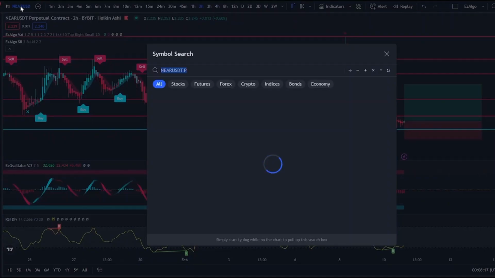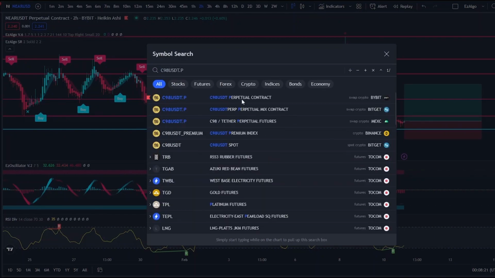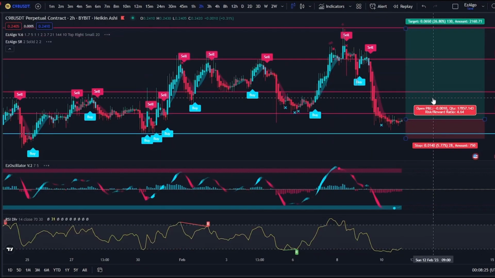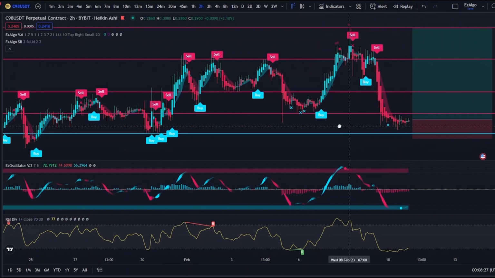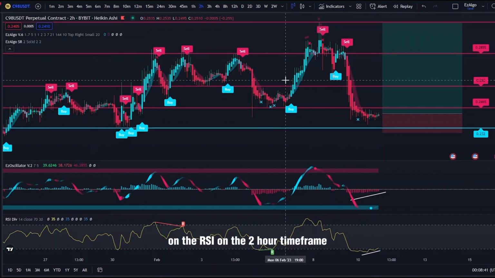So I also took a trade on C98 USDT. Again, this was a signal posted in the crypto VIP, but I want to show you guys the thought process behind it. The same thing applies, right? The oscillator is in that out of bounds zone. We can see that volume is starting to creep up. We're starting to see some bullish divergences here on the RSI on the 2-hour time frame.